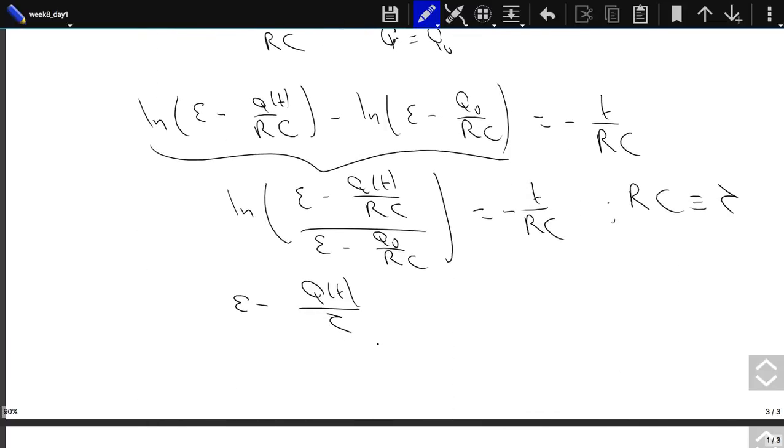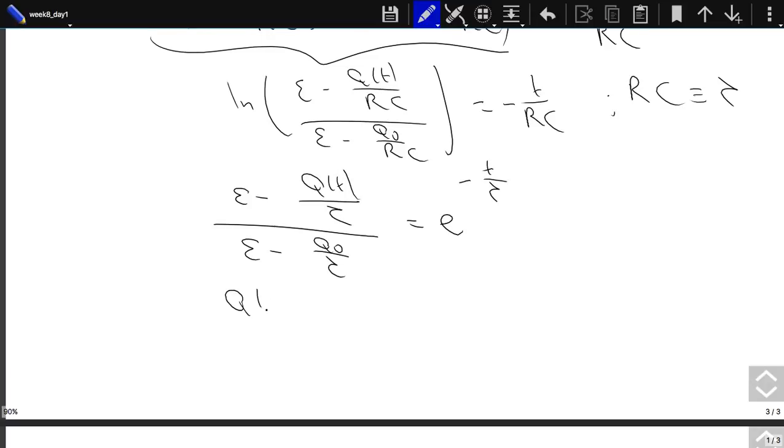So epsilon minus q of t over tau, divided by epsilon minus q0 over tau, is equal to minus t over tau. E to the power minus t over tau. So q of t over tau will be equal to q0 over tau minus epsilon e to the power minus t over tau minus epsilon. Do you agree? So what I did is, I just multiplied both sides by a minus sign. I multiplied this with this one. It is this term over here. And then I should add this. This is plus.